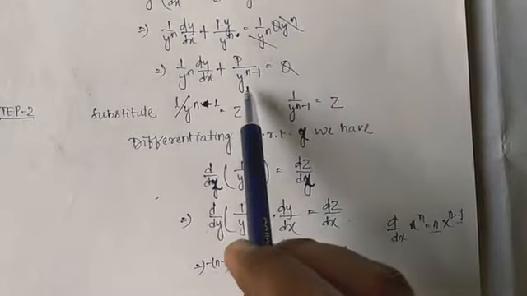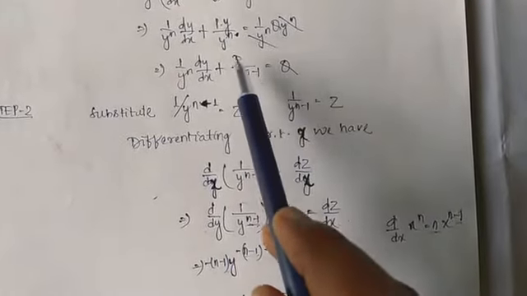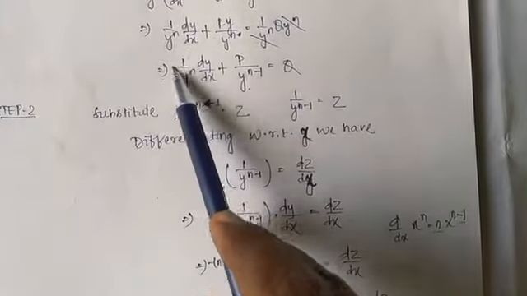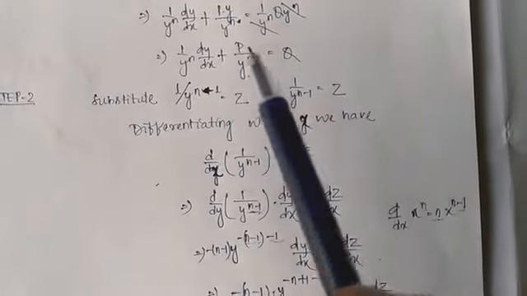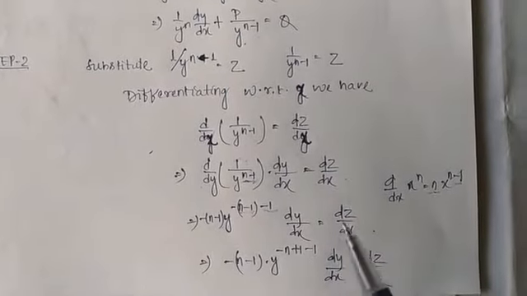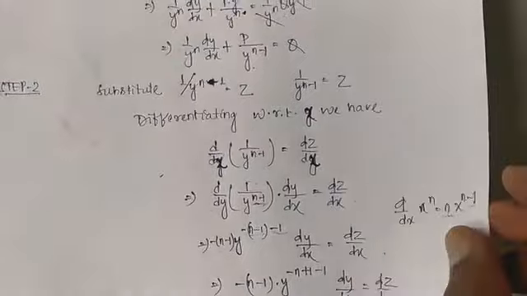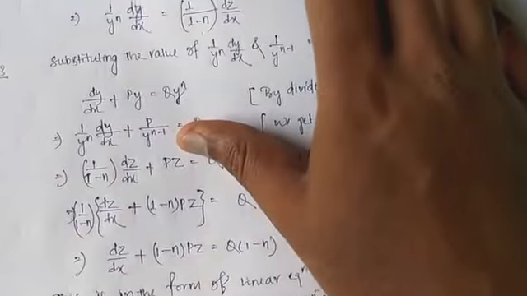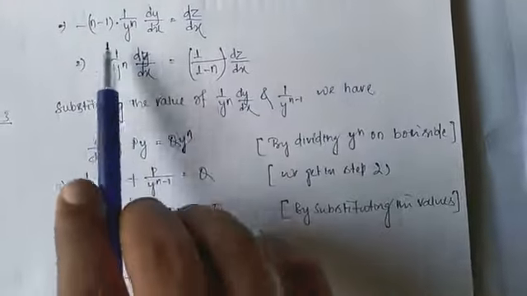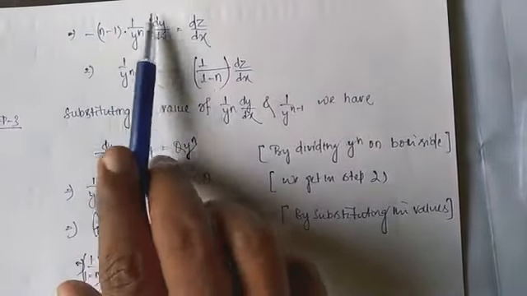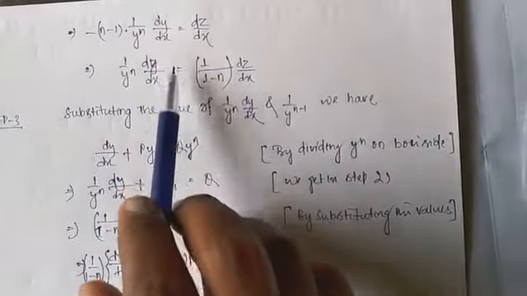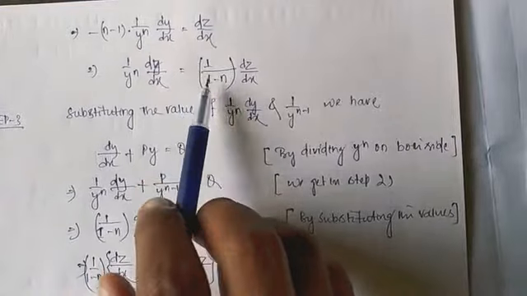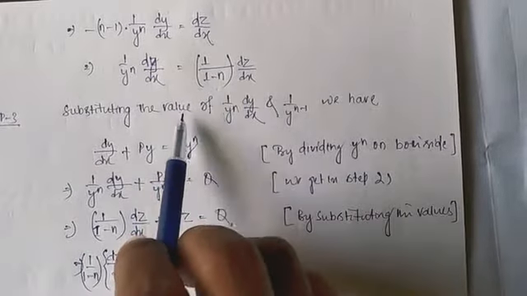But here in this term we can see that we require 1 by y to the power n dy by dx. That's why I will find the value of that. So here I am getting this much, and if I find the value of 1 by y to the power n dy by dx, then I will get 1 divided by 1 minus n into dz by dx.